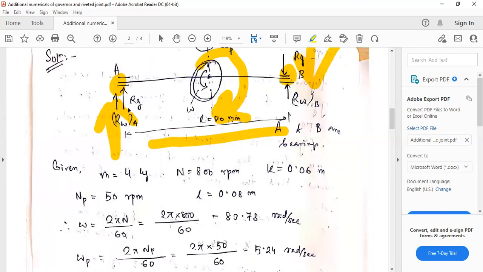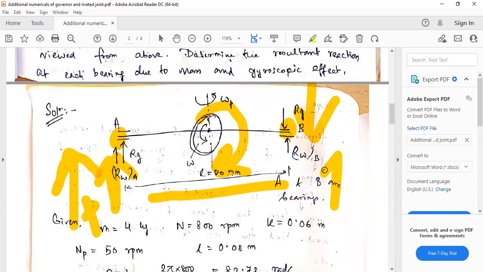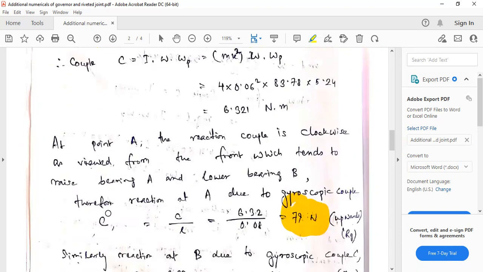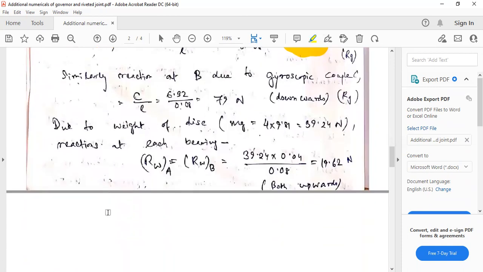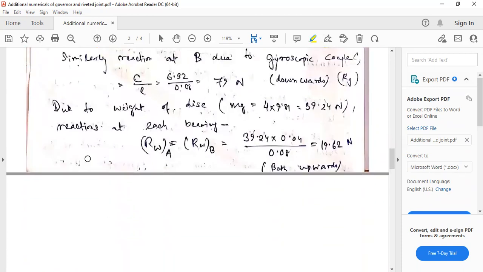So in this case, at reaction A, both are upwards, so you add them together. In this case, one is upward, one is downward, so we have to subtract each other. This force minus this force, whichever is greater, that force minus the smaller force. Here both the forces have to be added. Simply those are the reactions. So you have to find out reactions also.